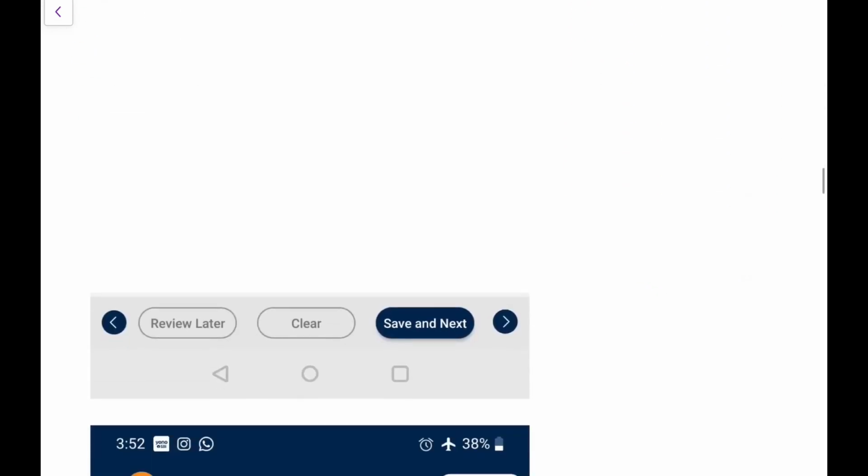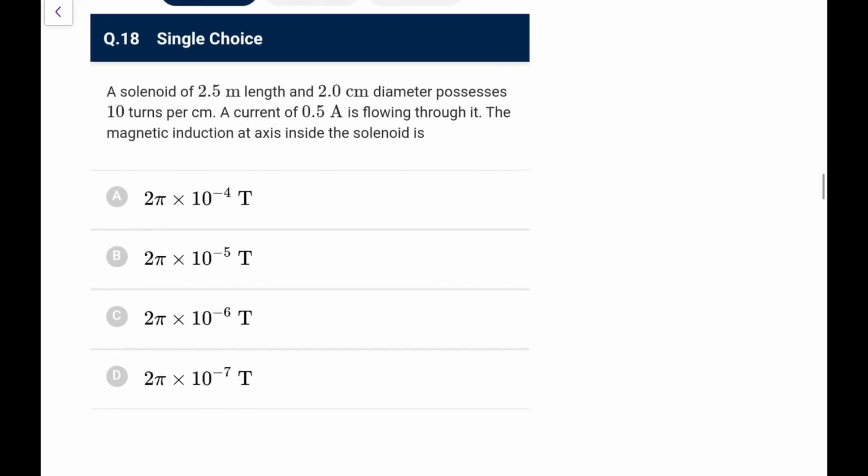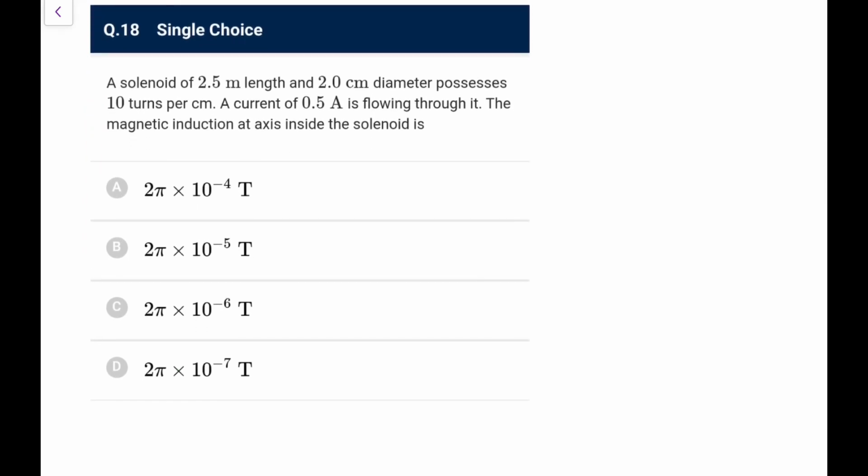Now after 17 we come to 18. You have a solenoid of 2.5 meter length and 2 centimeter diameter, possessing 10 turns per centimeter, and a current of 0.5 ampere is flowing through it. The magnetic induction inside the solenoid will be, so you can directly say the magnetic field inside is mu naught N i.